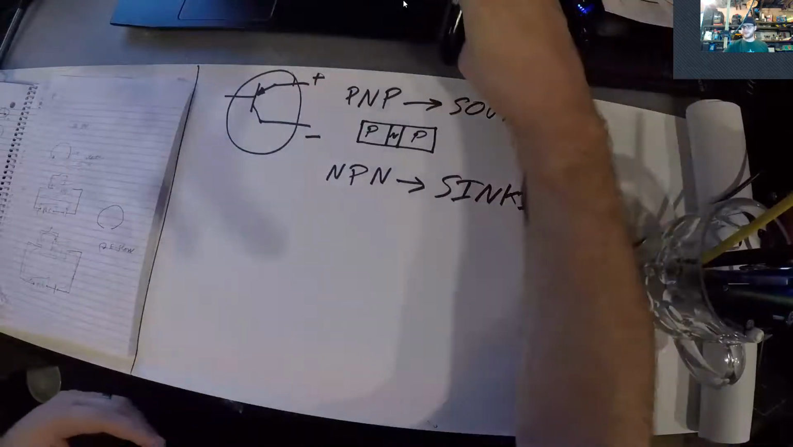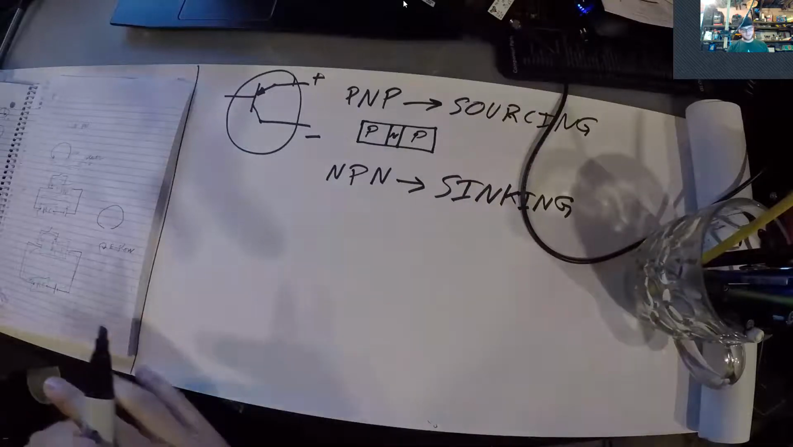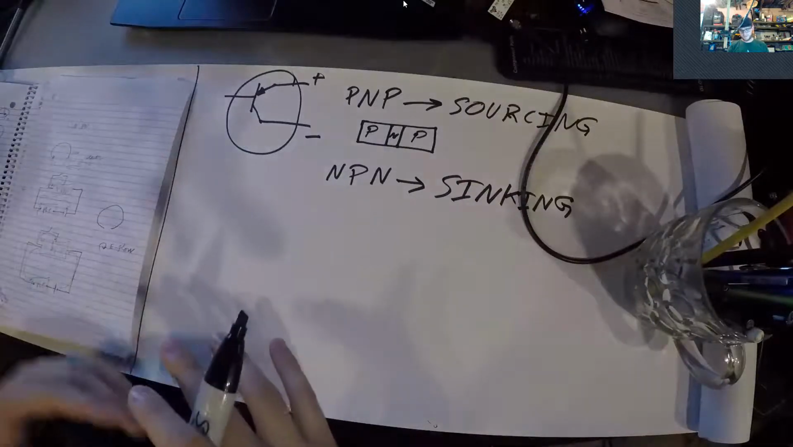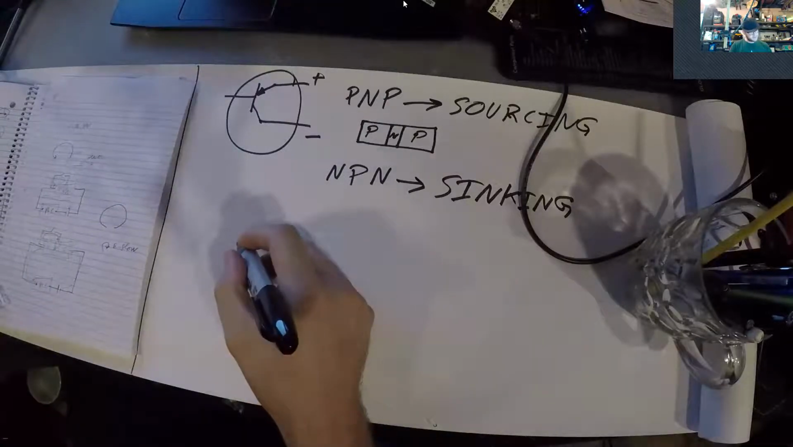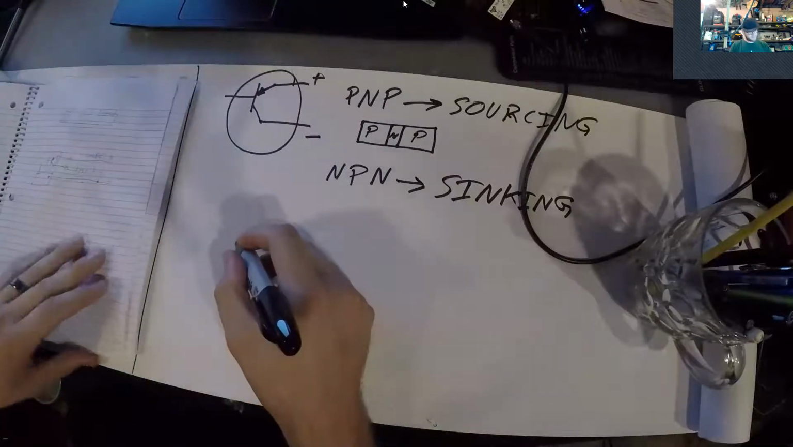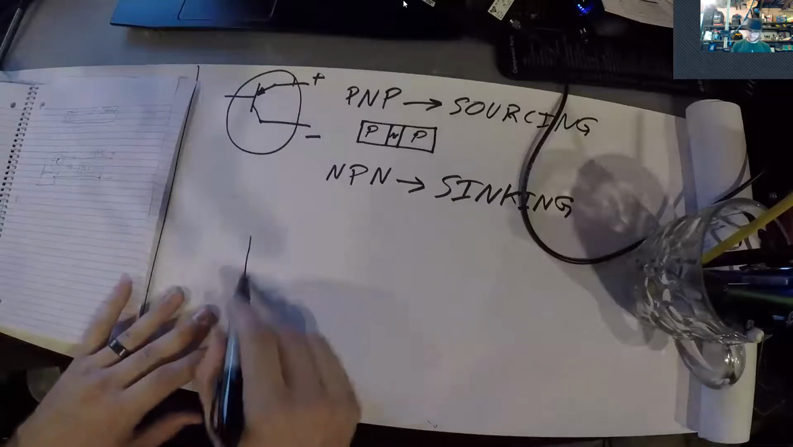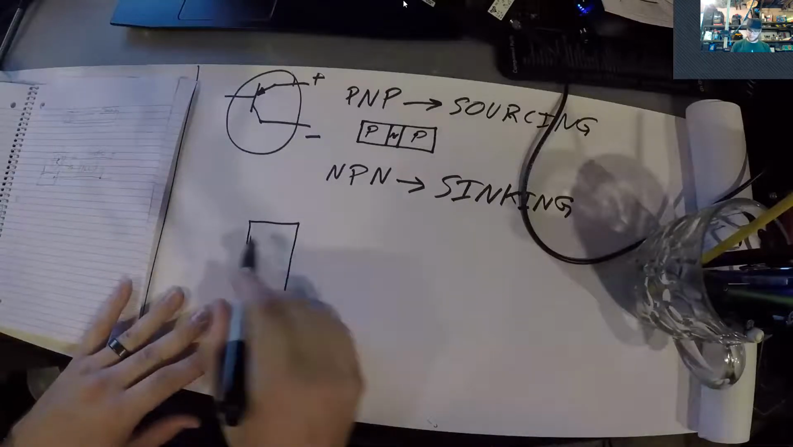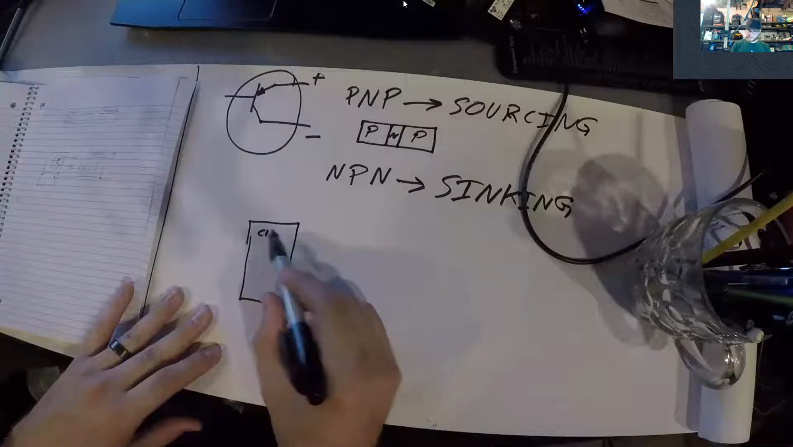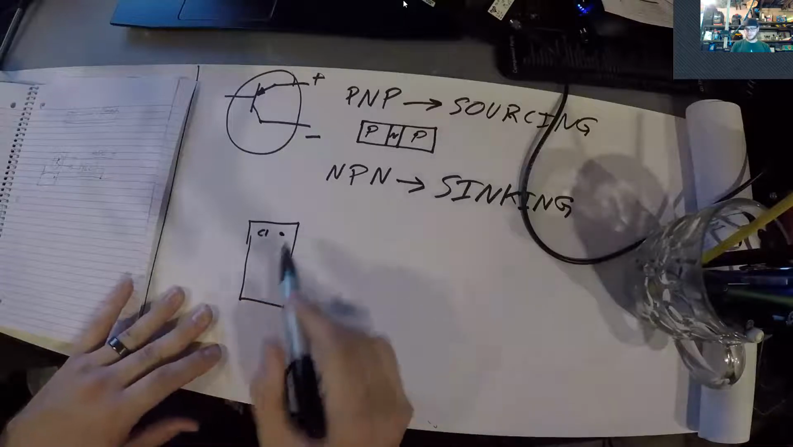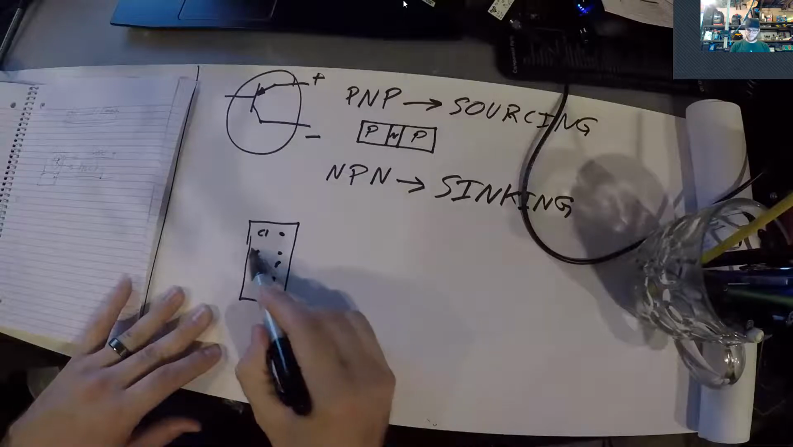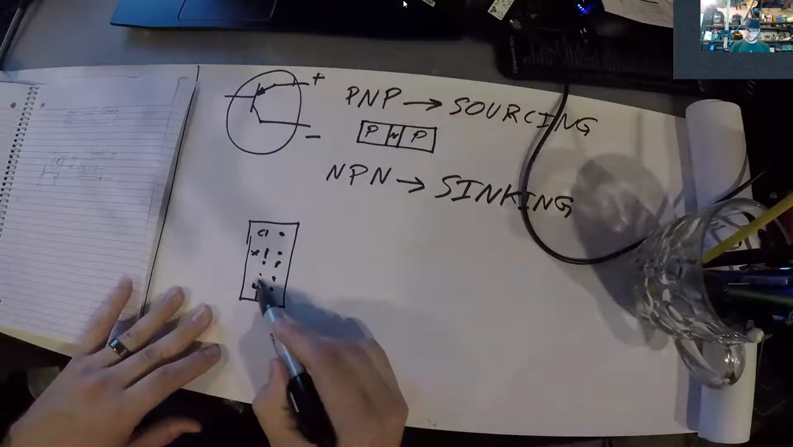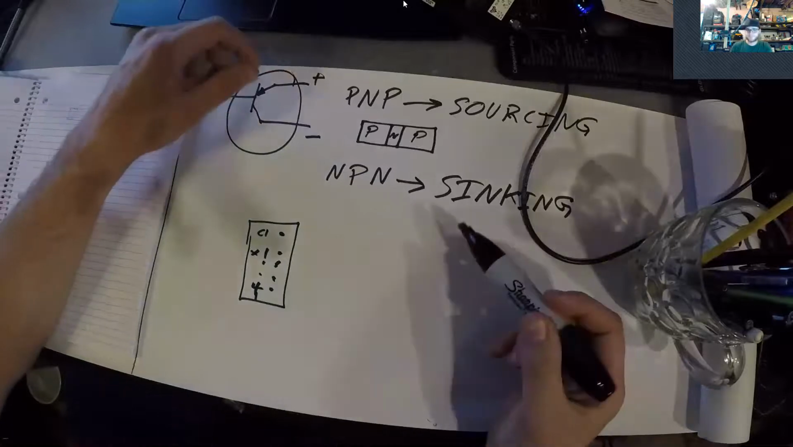So why does this matter? Why are we talking about it? When you're wiring up an input sensor to your PLC, you have your PLC card that looks like this, so you just have your little input card. And for us, we have our C1 point, and this is where we're going to feed voltage to. And then you have your X1 through X4, your inputs, right?